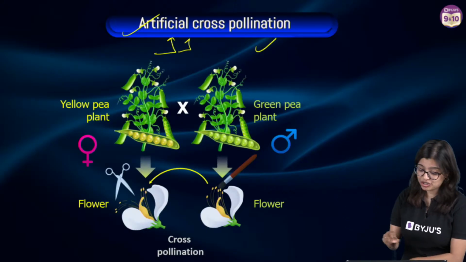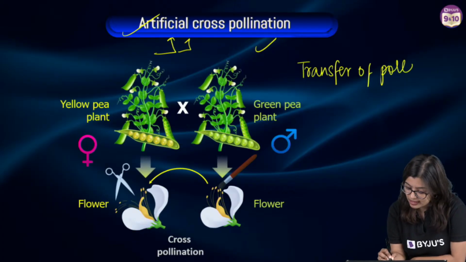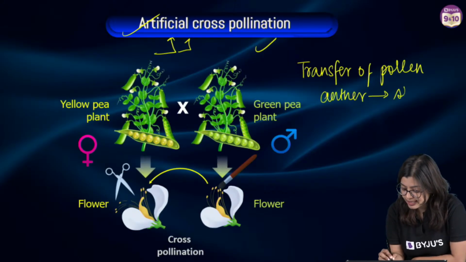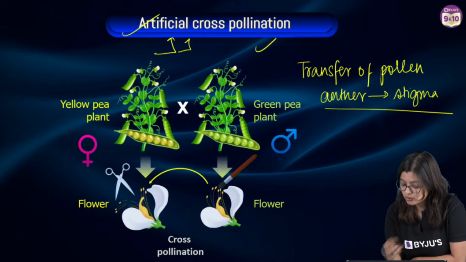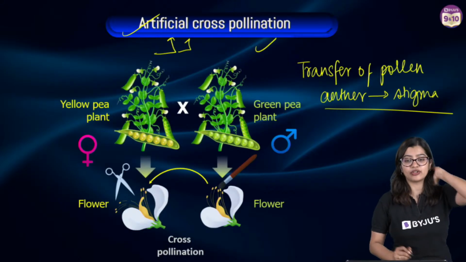What is pollination? Pollination is nothing but transfer of pollen grain. I hope we know what this is. Pollen grain from anther to stigma, right? Now see, quickly to remind, we know that for seeds to be reproduced, pollen grain is important, right?